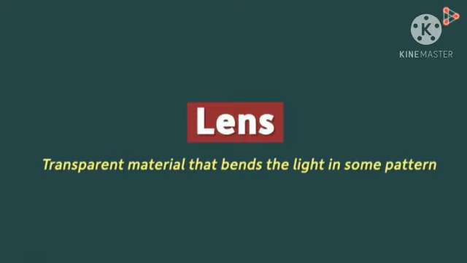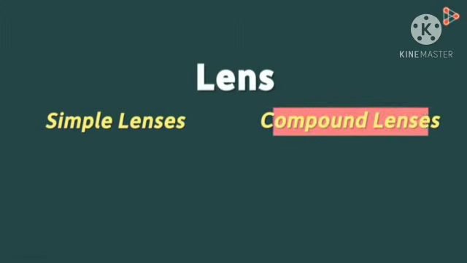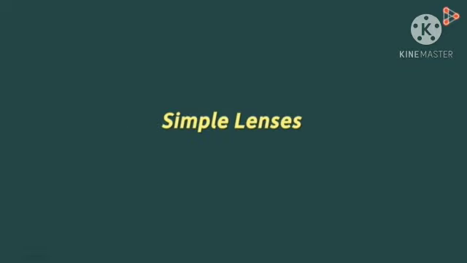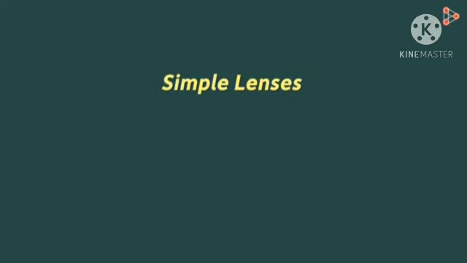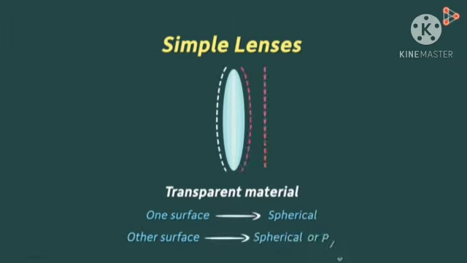Basically, there are two types of lenses: simple lenses and compound lenses. Compound lenses are made up of one or more simple lenses. For the moment, we are only interested in simple lenses. What does a simple lens look like? A simple lens is a transparent material which is bounded by two surfaces in which one of them is spherical and the other one can be either spherical or plane. Yes, one of them is definitely spherical and the other one can be spherical or plane.